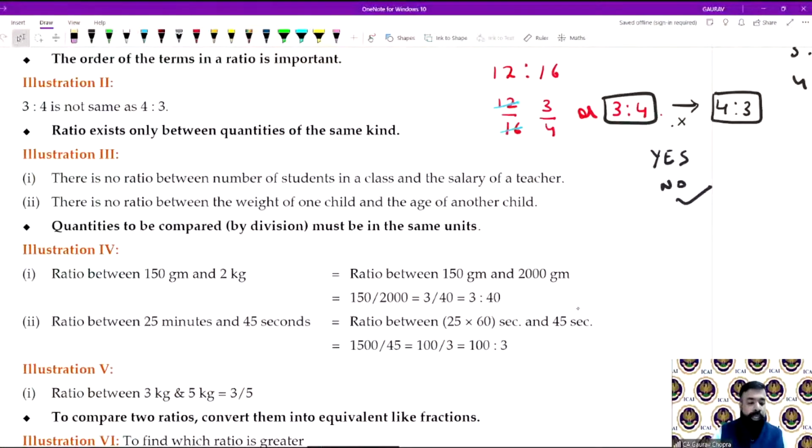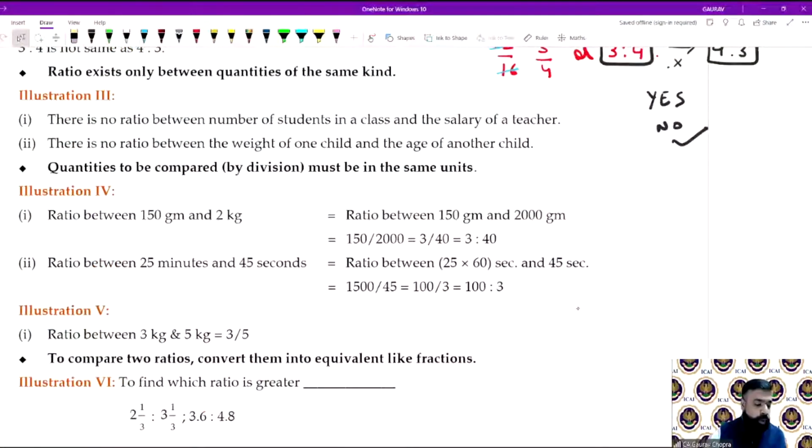Now let us take some more examples. Illustration number 4. Yeah, so most of you have given the correct answer. That's great. That's very good going, everybody. Amazing.